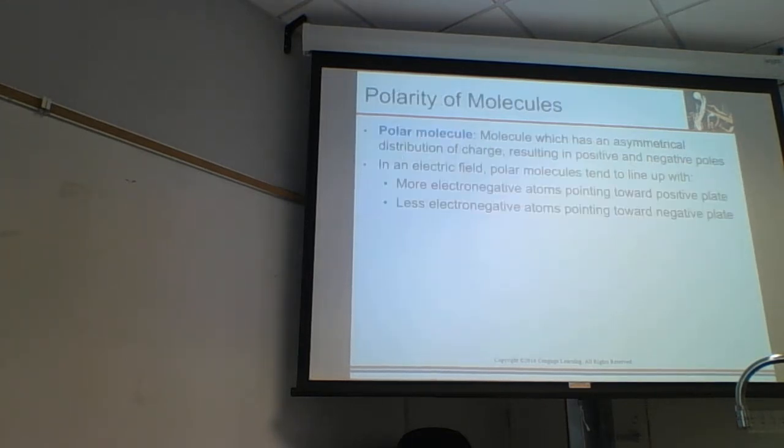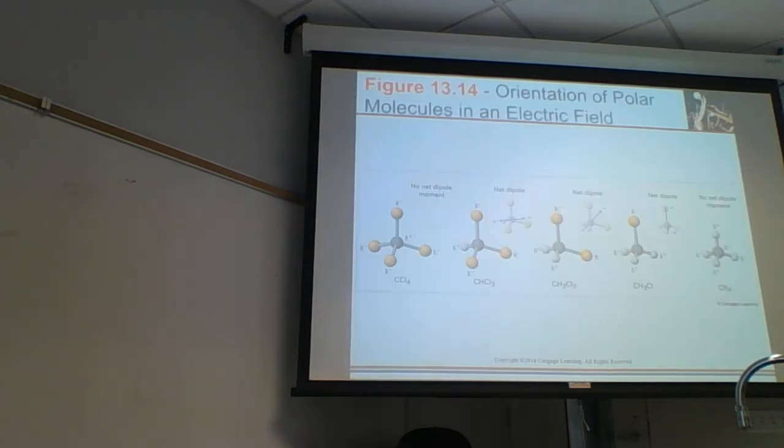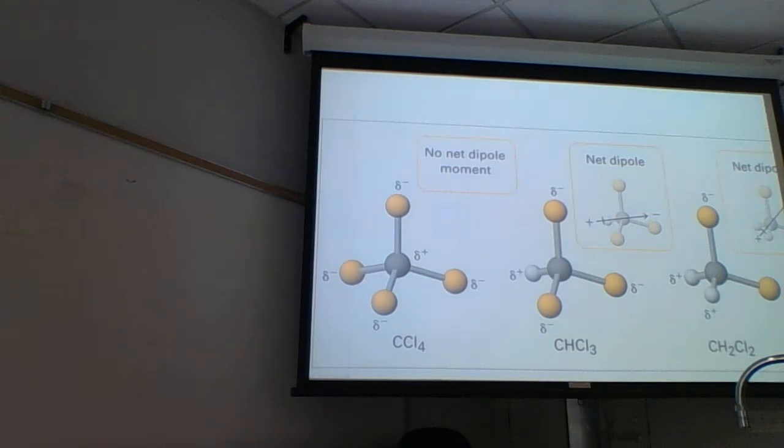Okay, once we know the geometry, we can determine one thing, and that is the polarity. Polarity, remember poles, we have a positive pole and a negative pole. Polarity, or molecule polarity, or molecule dipoles, as we call them, are important. They're important in solubilities. For example, like dissolves like. And so let's take a look at some examples of polarity determined from the 3D shape.